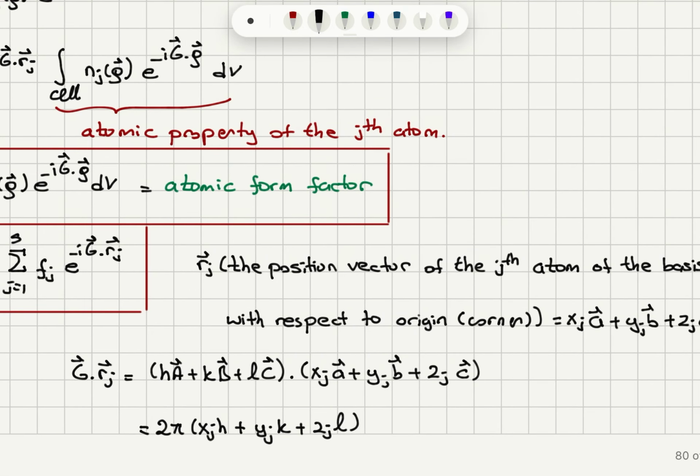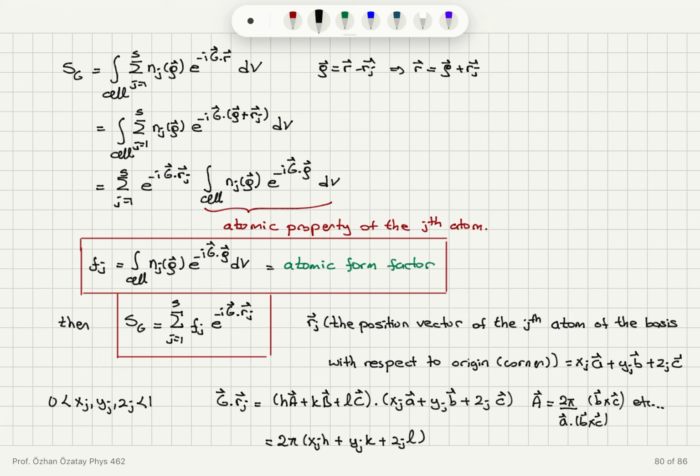And why is that? Because remember, for example, a vector was equal to 2 pi over a dot b cross c multiplied by b cross c. So something like this. And you can see that the dot product will give us x_j h, y_j k, z_j l, etc. So we have to remember this in order to do this calculation.